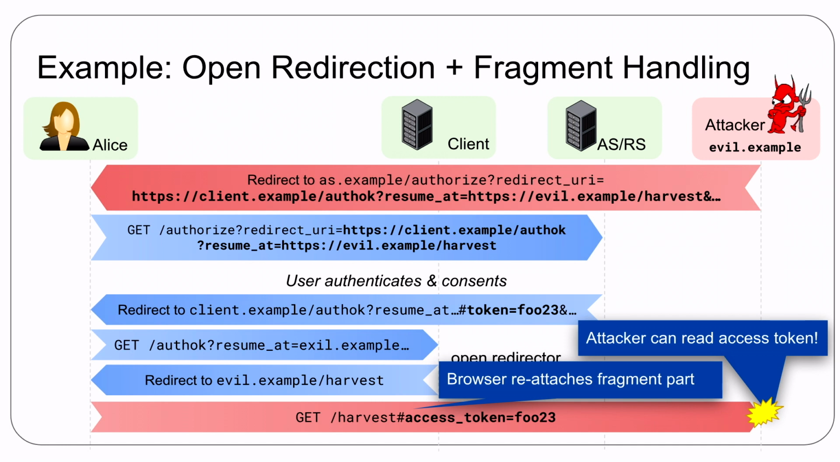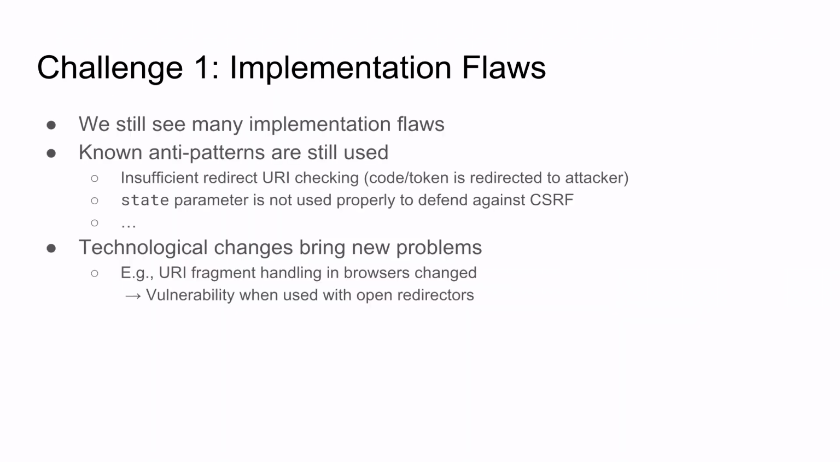Well, in 2012, this didn't happen, because in 2012, the browser would not have reattached that fragment part to the URI after the location redirect. So this is an example of how technology changed and made a protocol that used to be more secure, less secure. So technological changes can cause implementation flaws.